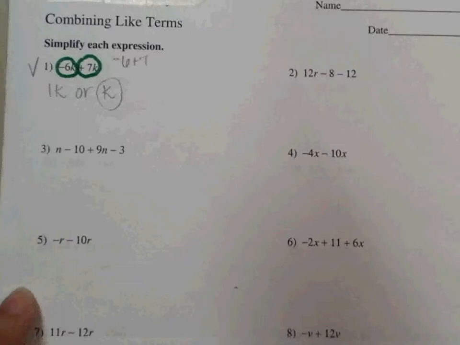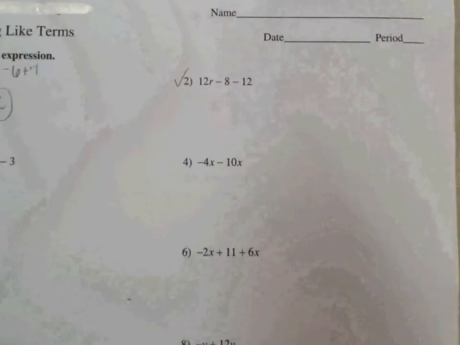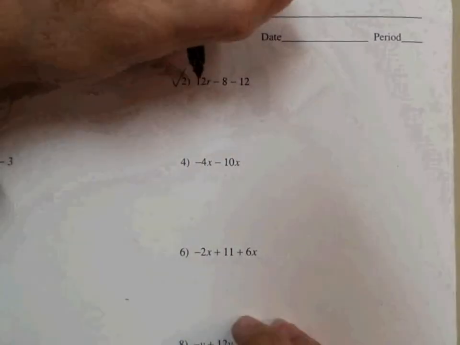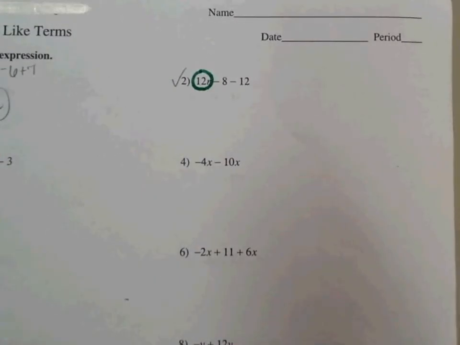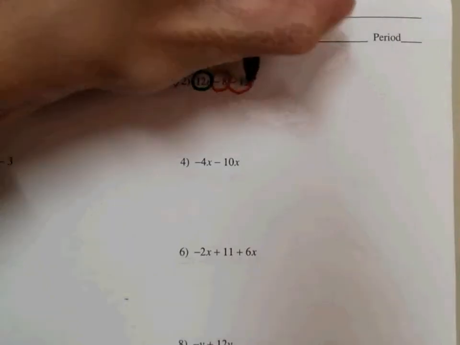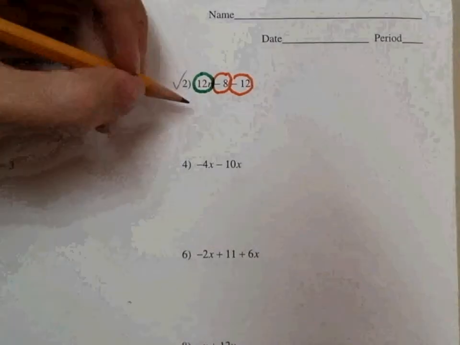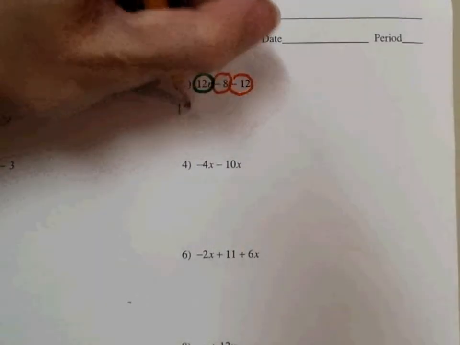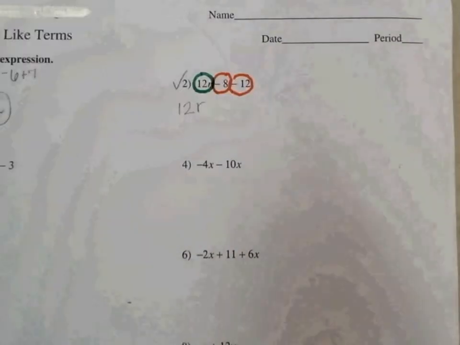Okay, the next one we're going to do with you guys is number 2. On number 2, I see r's in this expression, and I see units, or just numbers, negative 8 and negative 12. Remember, the sign in front of the number goes with that number. Now I'm going to rewrite this with all of the r's on one side and all of the units on the other side.